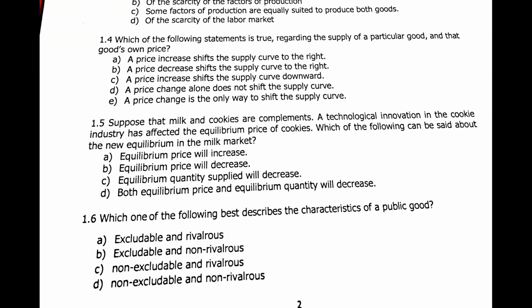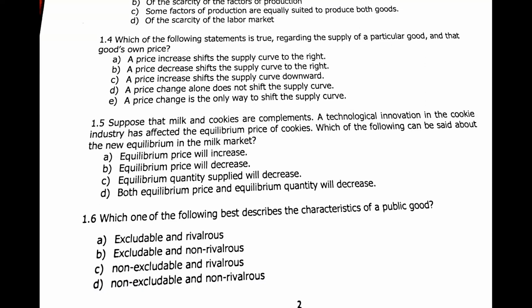The goods that are consumed together. Okay, the goods that are consumed at the same time. So they move in the same direction, right? When the supply for this increases, whatever affects the one good, the other good is also affected, right? Yes, sir. So observe that there is a technological innovation that has affected the equilibrium price of cookies.